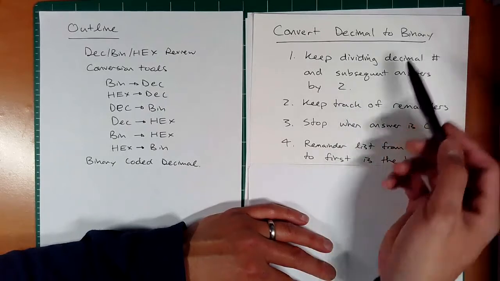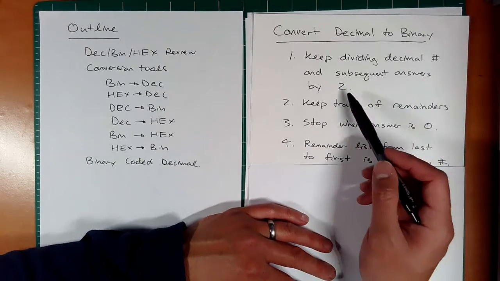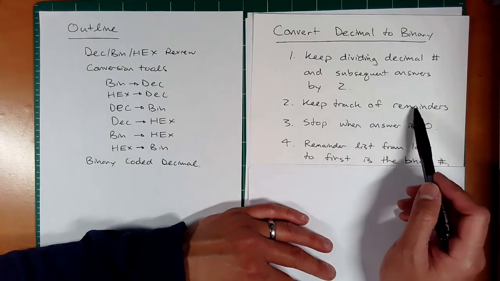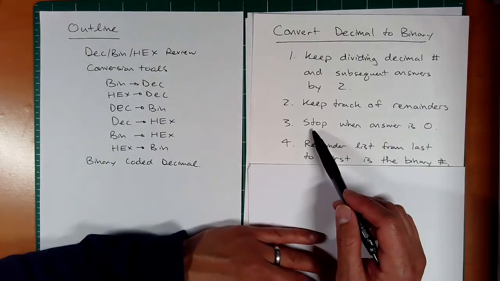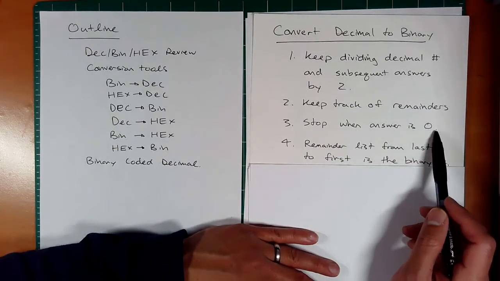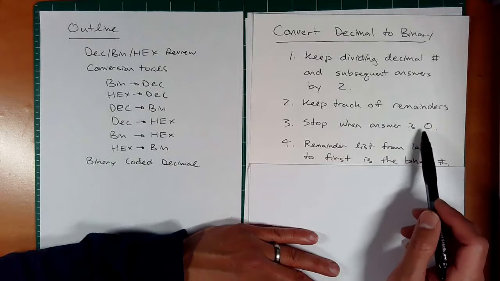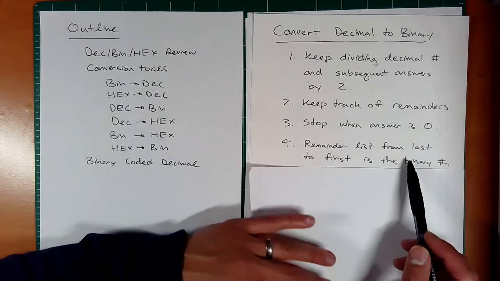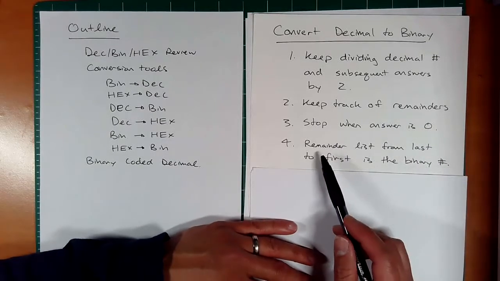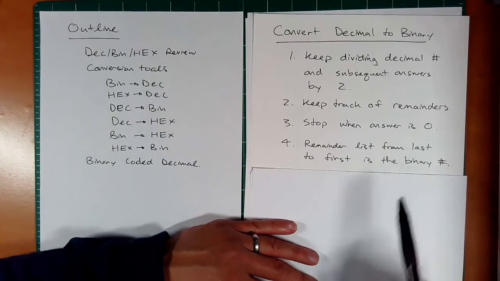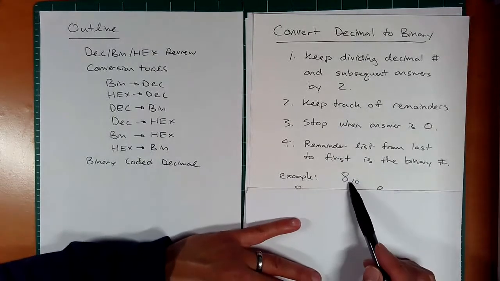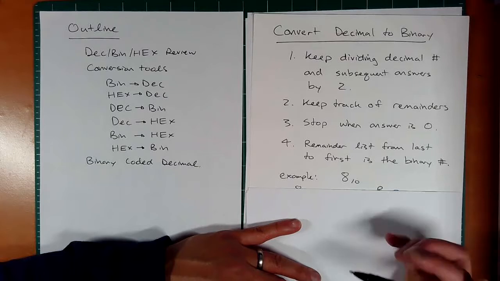Why 2? Well, because we're in base 2 binary, right? And you're going to keep track of what's left over, which we call the remainder, right? And you're going to stop when the answer is 0, not the remainder, but the answer is 0, okay? Let's see what happens. Oh, and the last thing is we're going to take that remainder list from last to first, and that actually ends up being the binary number. So let's look at 8 base 10.